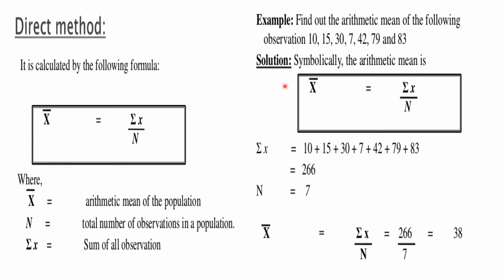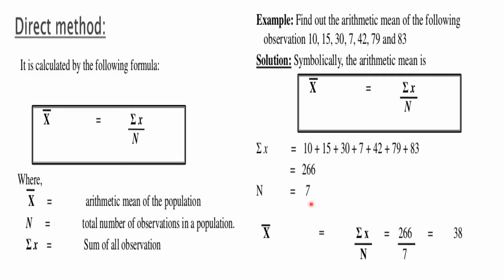As we will be using the direct method to find the arithmetic mean, we will use the formula x bar is equal to sigma x upon n. Sigma x is the sum of all the observations. So all the data we are going to add, and this total we will get as 216.